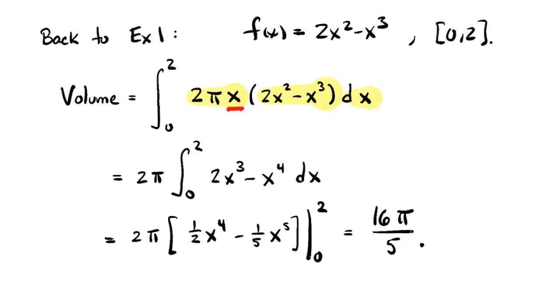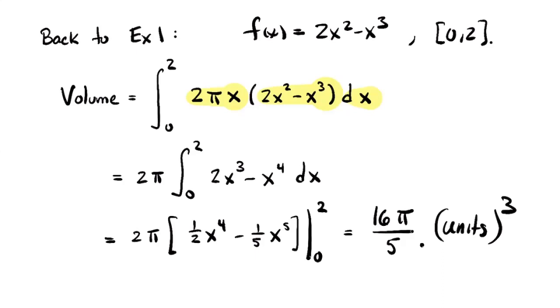I distributed x through here to set this up for integration. That bumps the exponents up by 1. Then the antiderivatives are power rules: add 1 to the exponent, divide by the new exponent. And I need to evaluate that from 0 to 2. I'm skipping the details. You can verify with me in an office hour or however you like, but that integral computes out to 16 pi over 5. I'm not putting any units in, but this would be units cubed, whatever the units are. It's a volume.